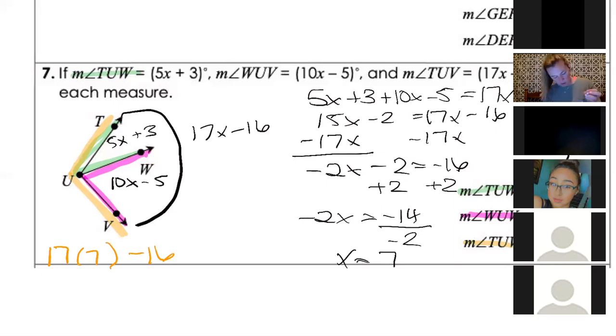And we find that this orange one is 103. So automatically I know once I find the green and the pink, they're going to add together to be 103. So looking at the green, we have 5 times 7 plus 3. 5 times 7 equals 35 plus 3 is 38.